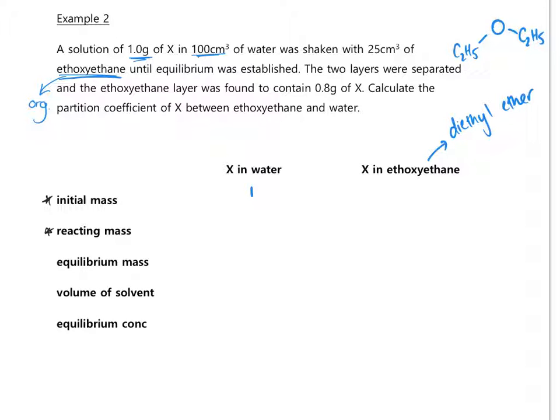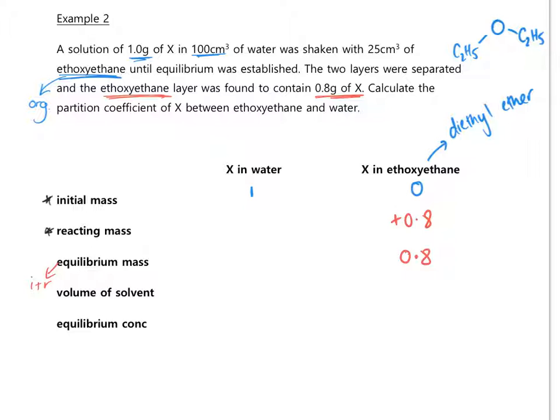So if it's all fully dissolved in water, first of all, our initial mass of X in ethoxyethane is going to be 0. We can see then that at equilibrium, we have 0.8 grams of X in ethoxyethane. And so I'm going to put my equilibrium mass of ethoxyethane as 0.8 grams. Thinking about my reacting mass then, I must have gained 0.8 grams of X in ethoxyethane. Remember, the equilibrium is initial plus reacting.